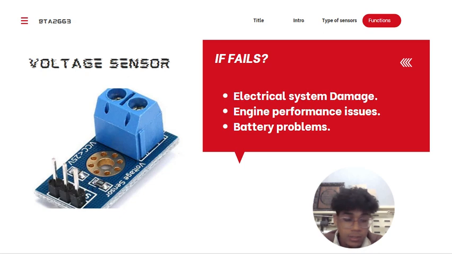So what happens if this voltage sensor fails? It can lead to electrical system malfunctions, including erratic engine behavior, difficulty starting the engine, dimming lights, and potential damage to sensitive electronic components. Prompt detection and replacement of a faulty voltage sensor are essential to prevent further electrical system complications and maintain the vehicle's reliability and functionality. This also will lead to engine performance issues and battery problems.